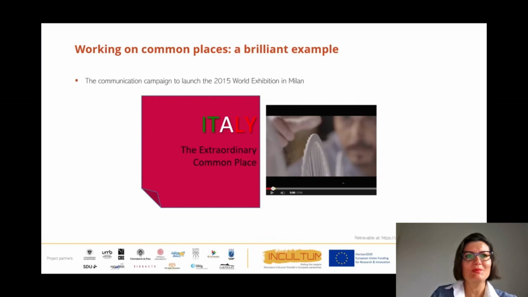An interesting example of how to work on stereotypes is that of the communication campaign of the Expo 2015 held in Milan. In this case, the Ministry of Economic Development created an advertising spot entitled Italy, the Extraordinary Commonplace. The story offers a series of clichés that foreign people, including investors, usually associate with Italy. But for each one, a counter-proof is proposed showing the real excellencies of this country. Let's watch the video together.